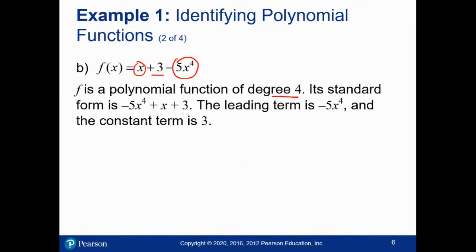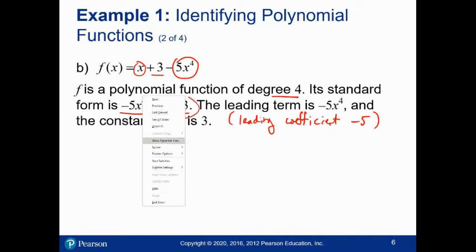If I put it in standard order, I put the biggest power of x first, and notice it's got a -5 in front of it, and then I work my way down. The next power of x I see is x to the 1st, and then a constant term. So the leading term is -5x to the 4th, and therefore the leading coefficient is -5. And the constant term is the number hanging off by itself, and that's just 3.